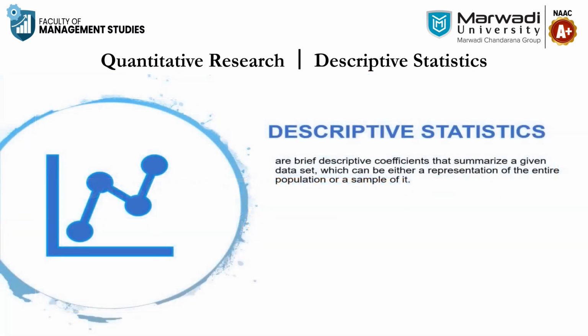Descriptive statistics are brief descriptive coefficients that summarize a given dataset, which can be either a representation of the entire population or a sample of it. Descriptive statistics are very important because if we simply presented our raw data, it would be hard to visualize what the data is showing, especially if there is a lot of it. Descriptive statistics, therefore, enables us to present the data in a more meaningful way, which allows simpler interpretation of the data.